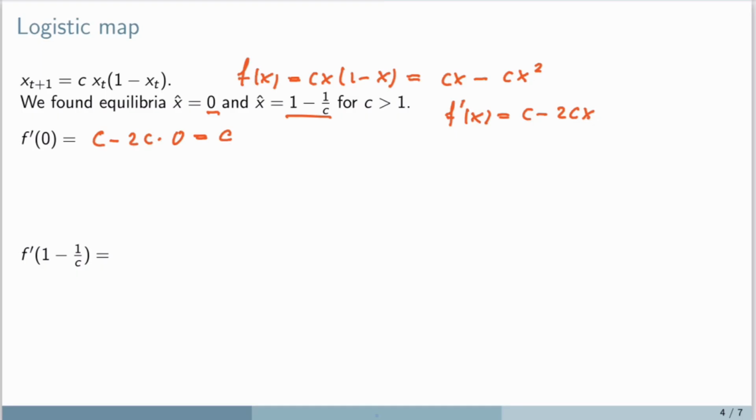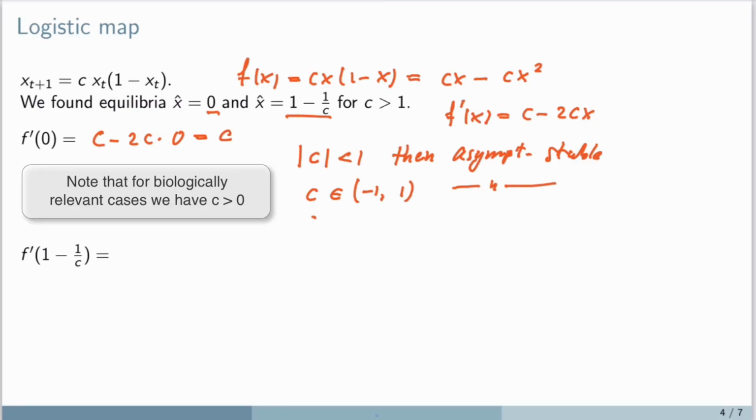Now the criterion on the previous slide says that if the absolute value of f prime is less than 1, then we have stability. And if the absolute value of f prime is bigger than 1, we have instability. So what we need to look at is the absolute value of c less than 1, then we are asymptotically stable, meaning that c is in the interval of minus 1 and 1. If c is less than minus 1 or c is bigger than 1, then we are unstable.